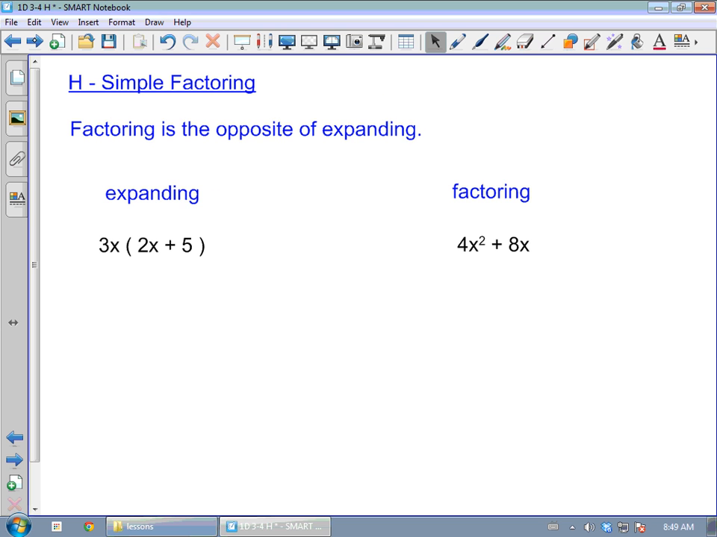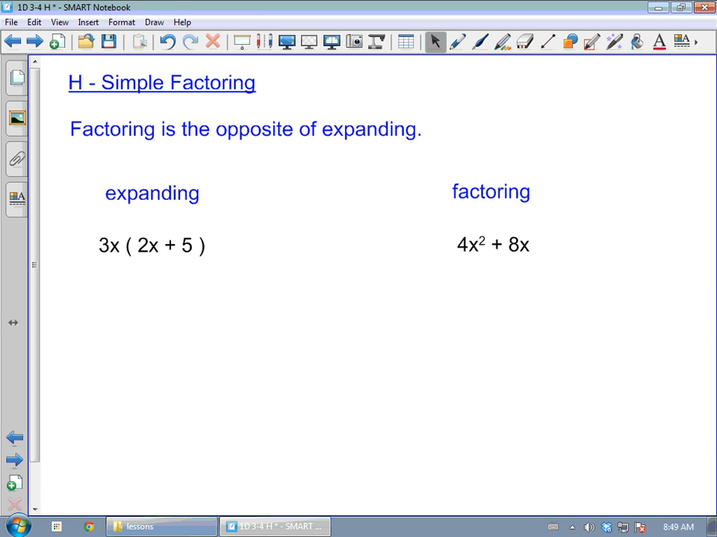The first question we need to answer here is, what is factoring? Well, put simply, factoring is the opposite of expanding. In a previous lesson, we looked at how you expand things using the distributive property.